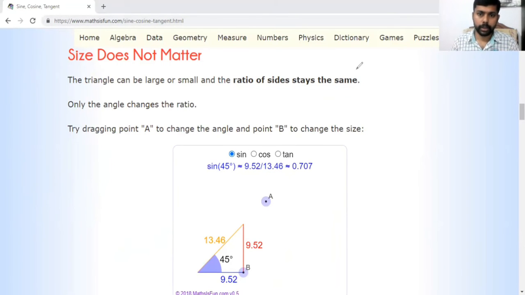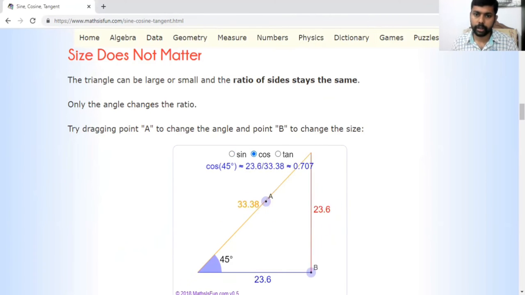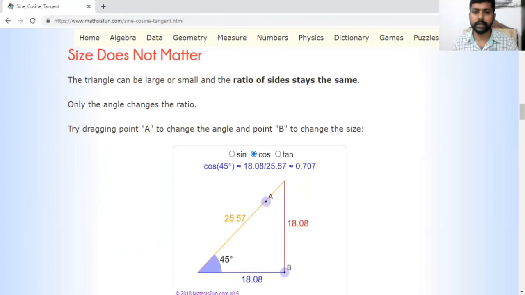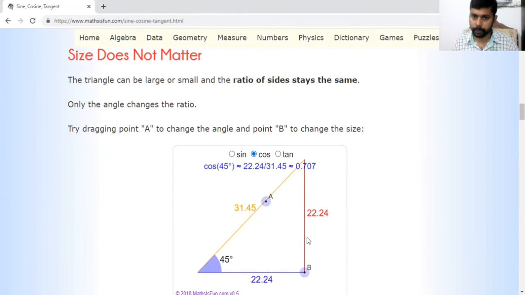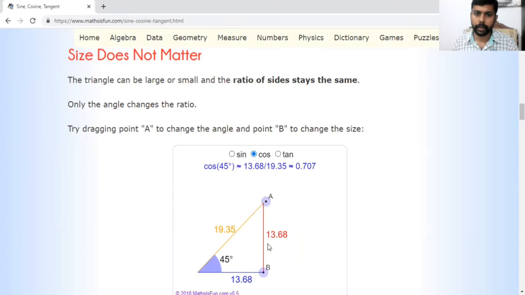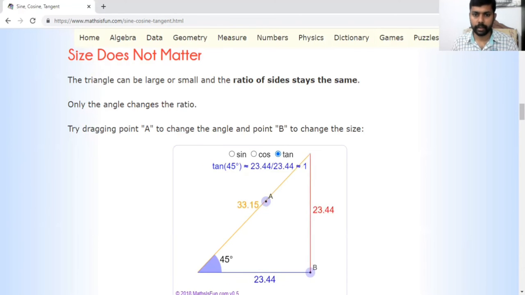For other trigonometric ratios, if I consider the cos value of the same angle, the value is changed. Now the ratio is adjacent side divided by hypotenuse. That is the ratio we are considering now. And now I am changing the value, and I get the same ratio here. For the tan values also, I can see the same things.